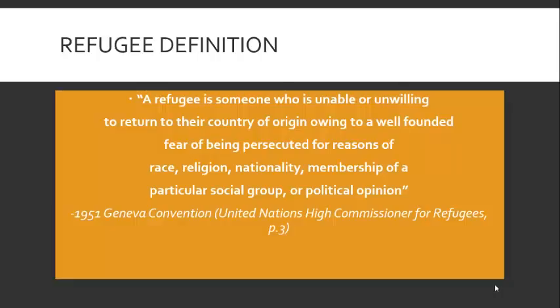Now, to start off with, here is the official definition of a refugee from the Geneva Convention. It states, a refugee is someone who is unable or unwilling to return to their country of origin, owing to a well-founded fear of being persecuted for reasons of race, religion, nationality, membership of a particular social group, or political opinion. So these are people who are fleeing because they fear for their safety.